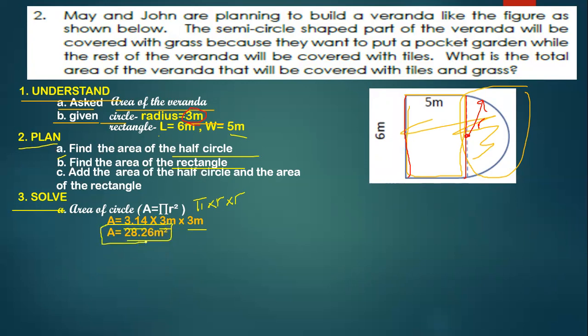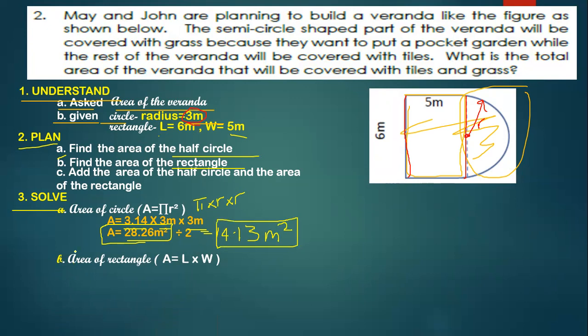square meters. Pero sir, kalahati lang, half circle lang yan eh. Kaya magdi-divide tayo dyan. Hahatiin natin yung area ng circle natin. So 28.26 divided by 2. The area now is equals to 14.13 square meters. Ito ang kalahati ng circle.